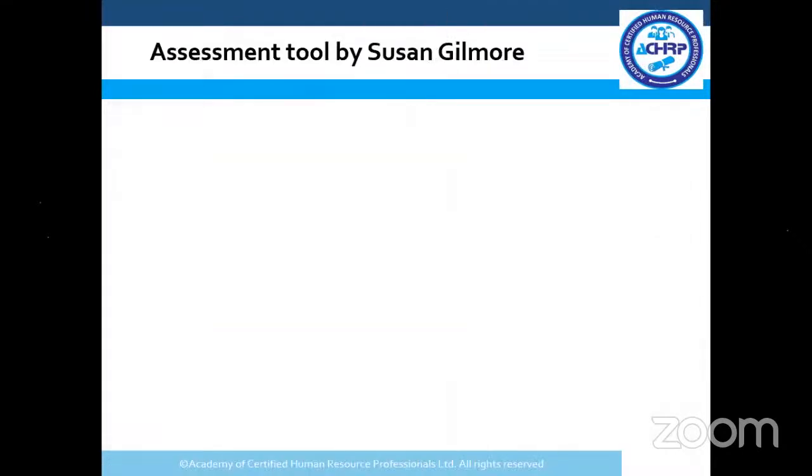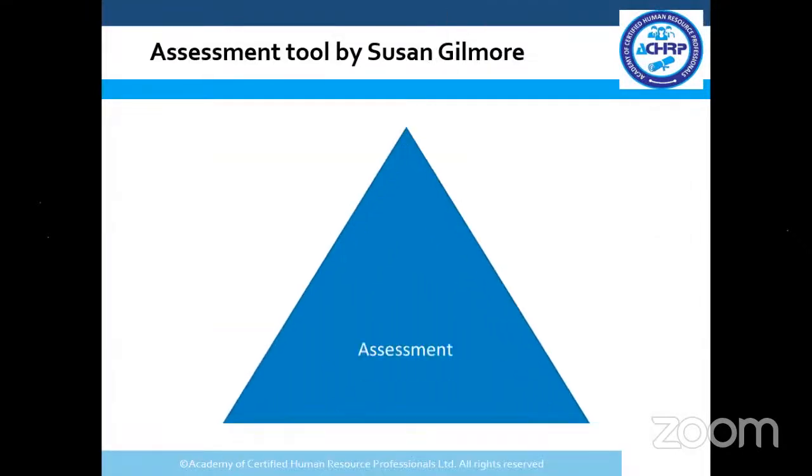Also, we have the assessment tool by Susan Gilmore, whereby when clients come to us, you can assess them. And when you are assessing them, she talked about the 3 dimensions. And these 3 dimensions, is it about work?